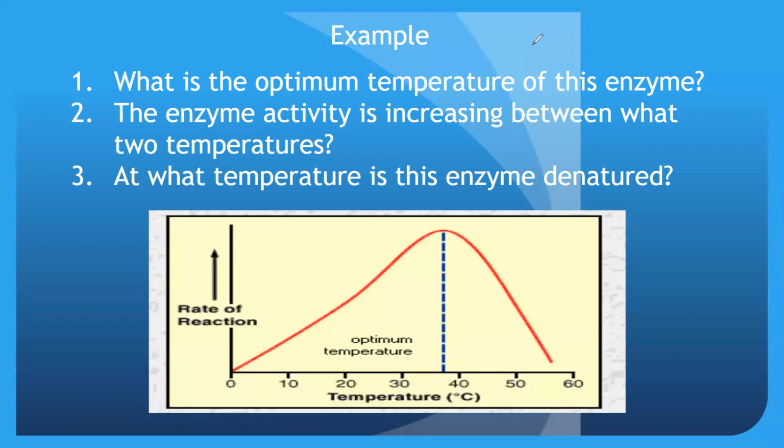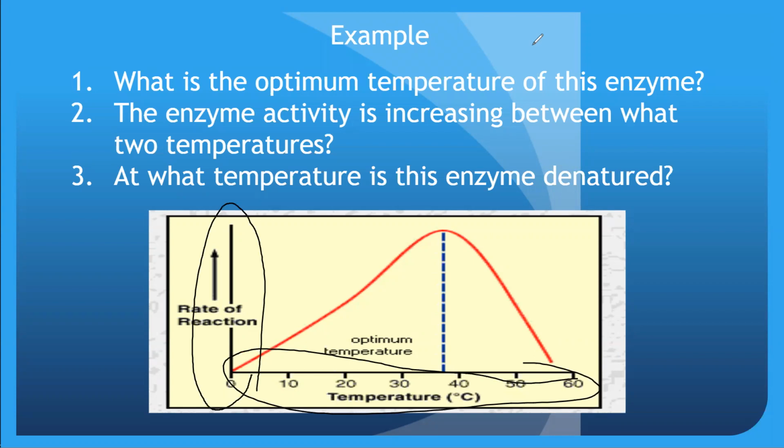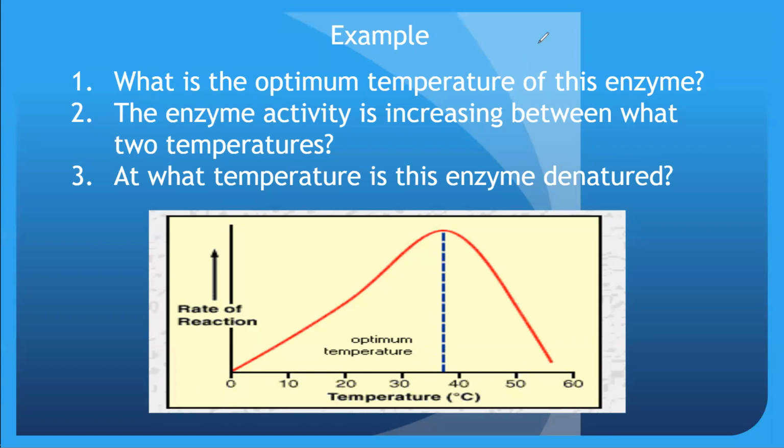So let's look at this example and let's answer these 3 questions together. The first thing we have to look at is, what is this graph telling us? So this graph is telling us the effect of temperature on the efficiency of this enzyme's activity. All right. So what is the optimum temperature of this enzyme? We have to go to the tippy top, the highest point, the peak. So what is the highest point? What is the peak? Circle it.